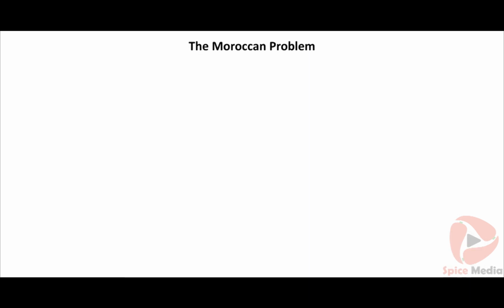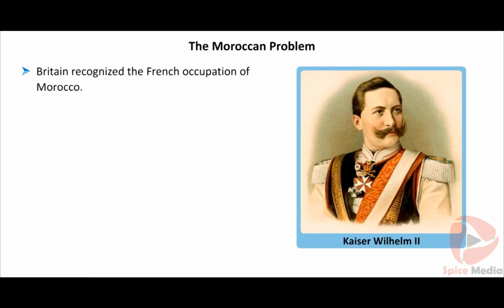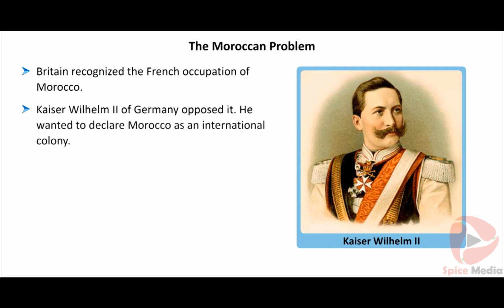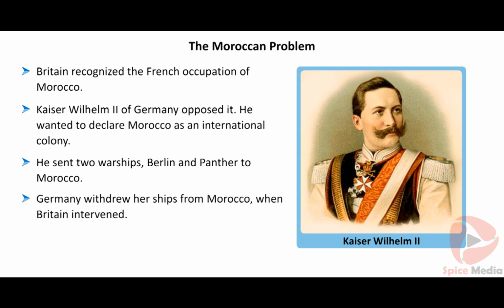The Moroccan Problem. Britain recognized the French occupation of Morocco. Kaiser Wilhelm II of Germany opposed it. He wanted to declare Morocco as an international colony. He sent two warships, Berlin and Panther, to Morocco. Germany withdrew her ships from Morocco when Britain intervened.